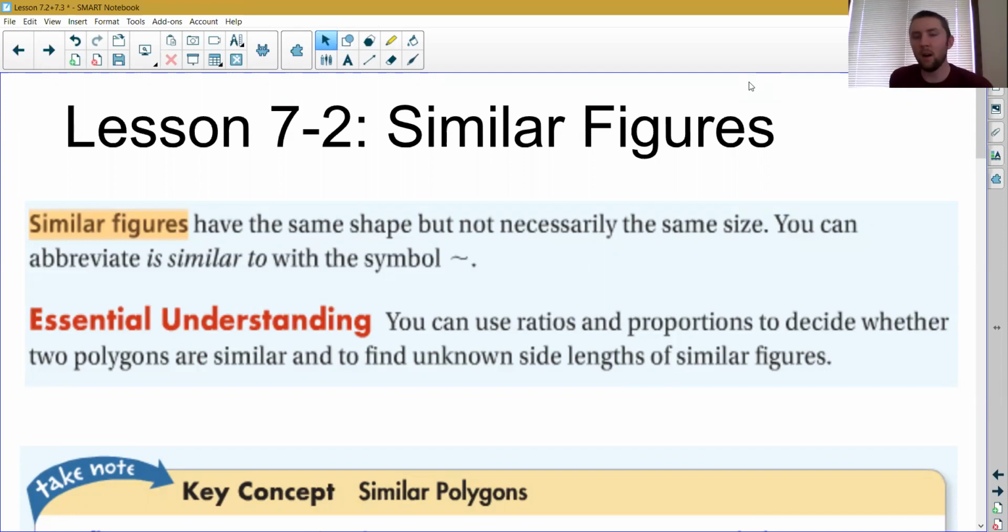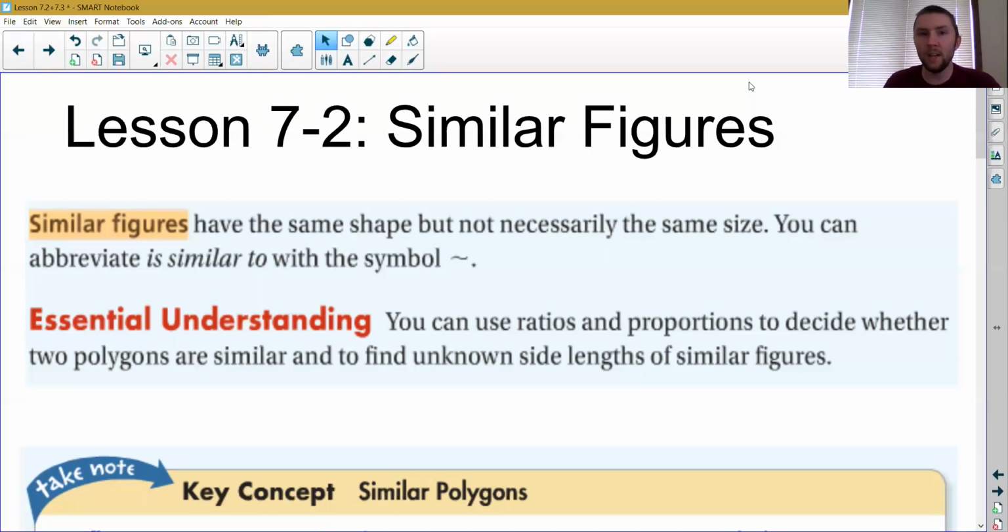We're continuing our progression into chapter 7. In this section we really get into what the whole point of our ratios and proportions discussion was about in the last video. So we're going to start talking today about similar figures, polygons or shapes that are similar to each other.